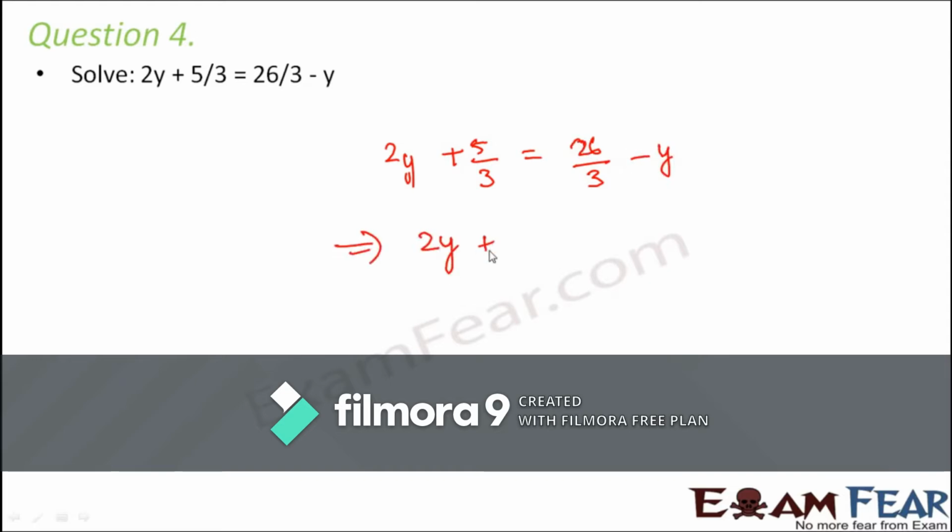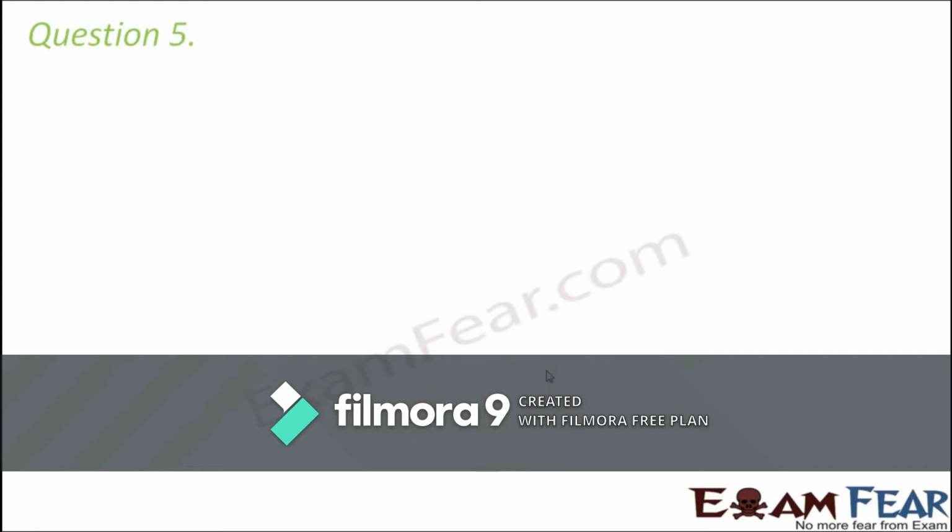So here again, 2y plus y is equal to 26 by 3 minus 5 by 3. So this becomes 3y is equal to 21 by 3, or y is equal to, here 3 7s are 21, so this would be 7 and this 3 will come here, so it will become 7 by 3. So y equal to 7 by 3 would be a solution for this equation.